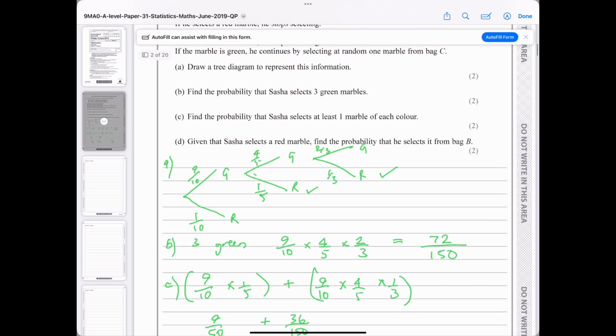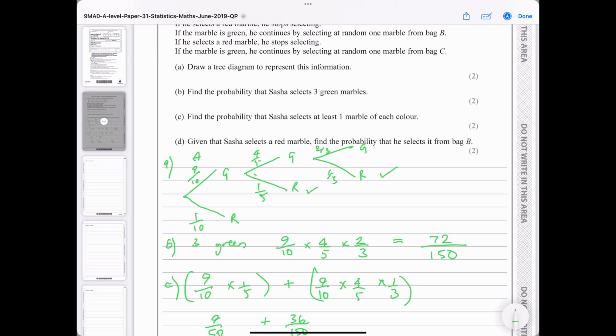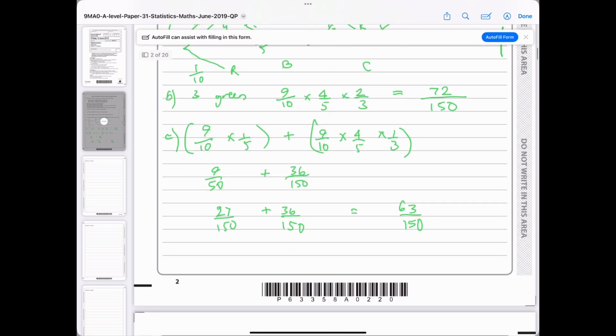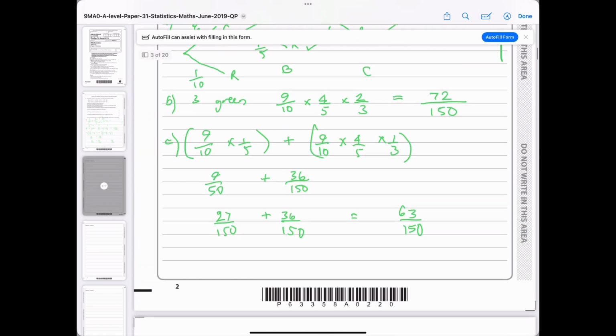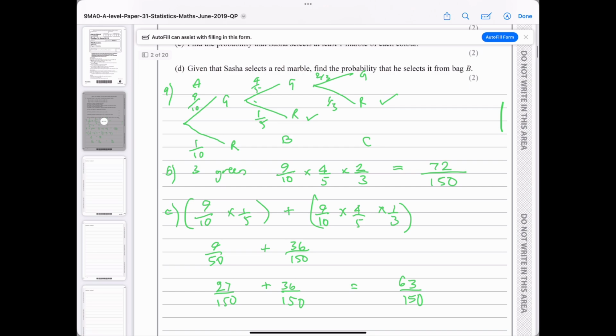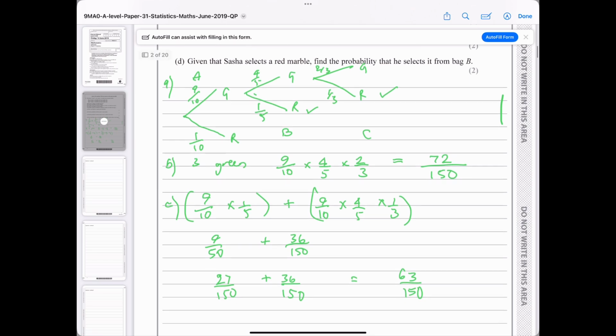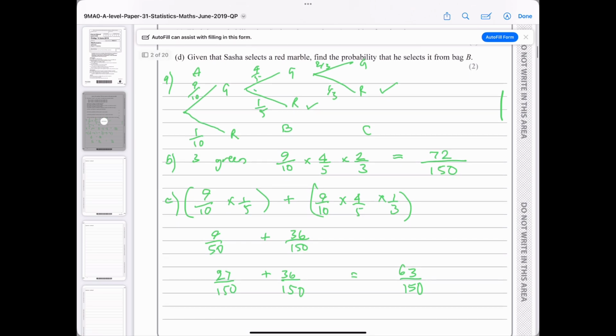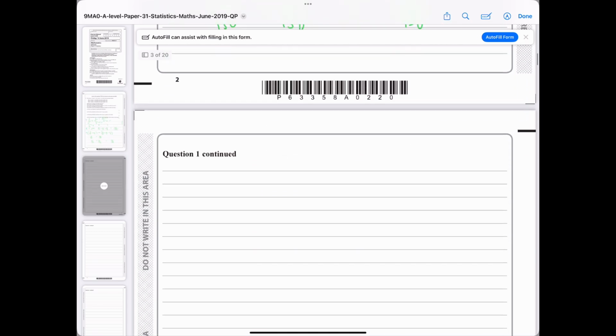And then, given that he selects a red marble, find the probability he selects it from bag B. So this is A, this is B, and this is C. So, given that he selects an R, let's look at all the chances that he selects an R altogether. Oh, this is the problem with doing A-level, you have all the ways he can get R.